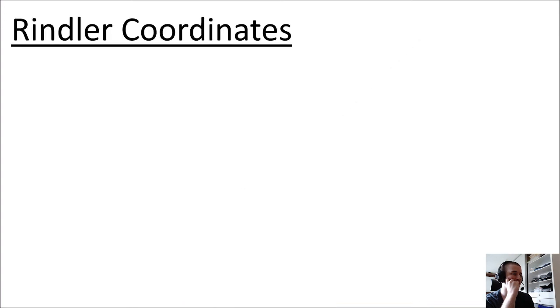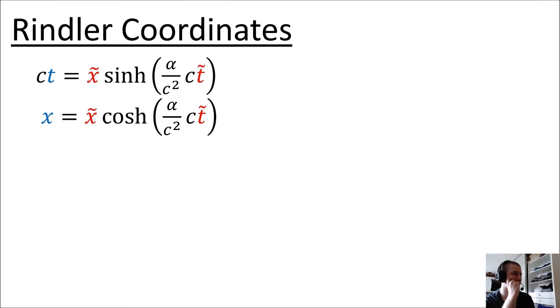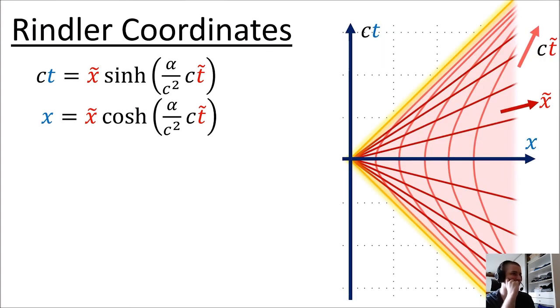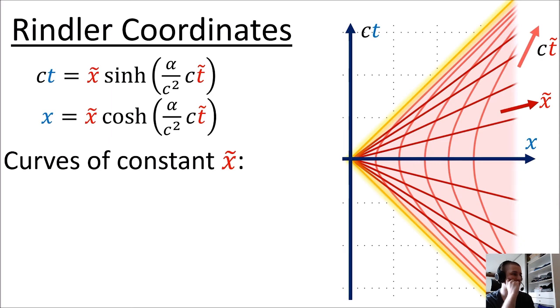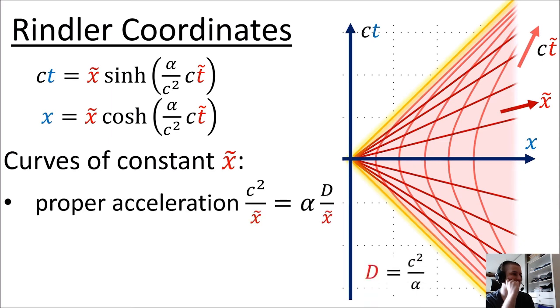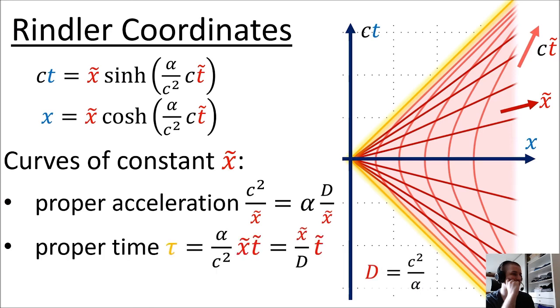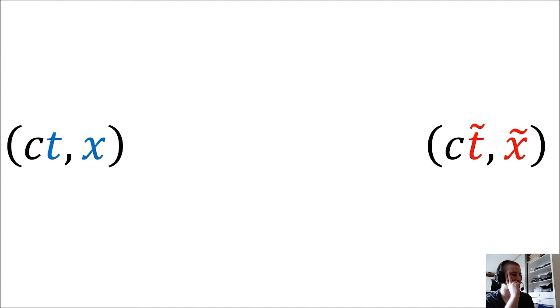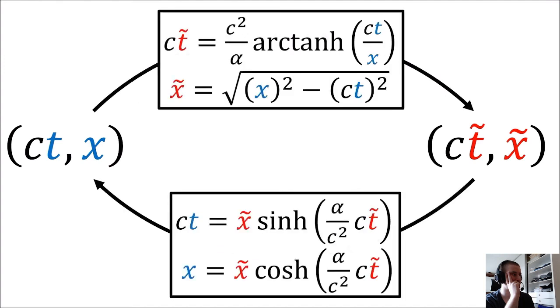In order to look at space and time from the perspective of someone undergoing constant proper acceleration, we derived the Rindler coordinates, which are curvilinear coordinates for spacetime. A traveler on a constant x tilde coordinate will have a constant proper acceleration of c squared over x tilde. The proper time for a traveler with constant x tilde coordinate is alpha over c squared times x tilde times t tilde. We also saw that the formula for the spacetime interval, s squared, was just negative x tilde squared, which is different than the formula that we're used to seeing in inertial frames. We also derived formulas to convert between the standard coordinates and the Rindler coordinates in both directions.